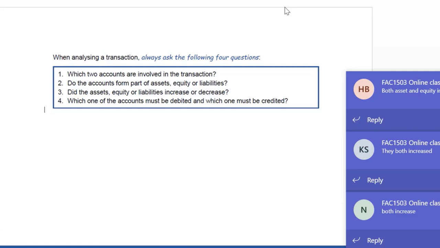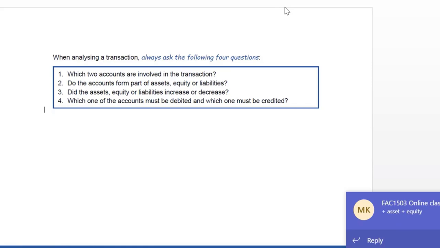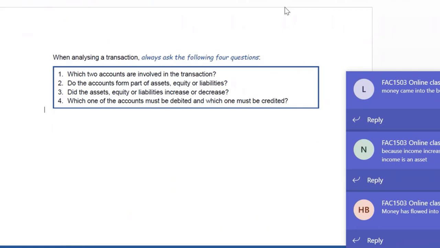Why are you saying both increase? Well done, guys. Well done, because income is increasing, money came into the business. Yes, yes.